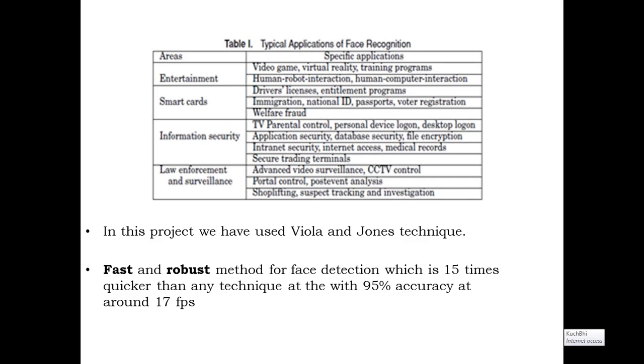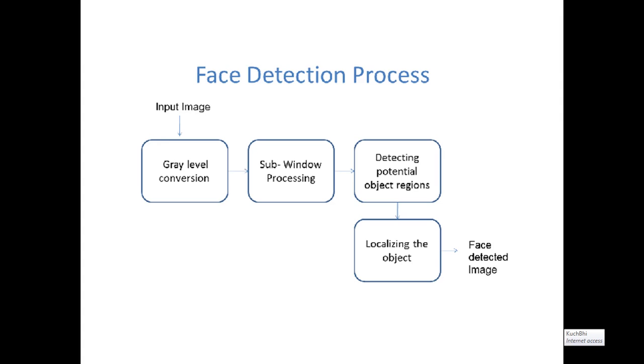So what we are doing in this project is we are using the Viola and Jones technique. Why are we using this technique of all? Because it's one of the fastest and the most robust methods, and it is 15 times quicker than any technique, and it has an accuracy rate of 95% at around 17 frames per second. Let's see what the process is like. What happens is, first the input image is fed. Firstly, for any face detection algorithm, the gray level conversion takes place. Then the sub window processing takes place, and the potential object regions are detected, and then they are finally localized to get the final output image.